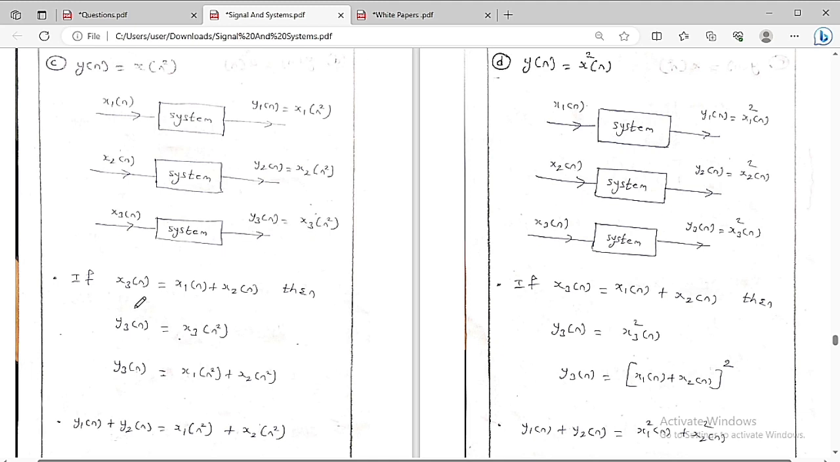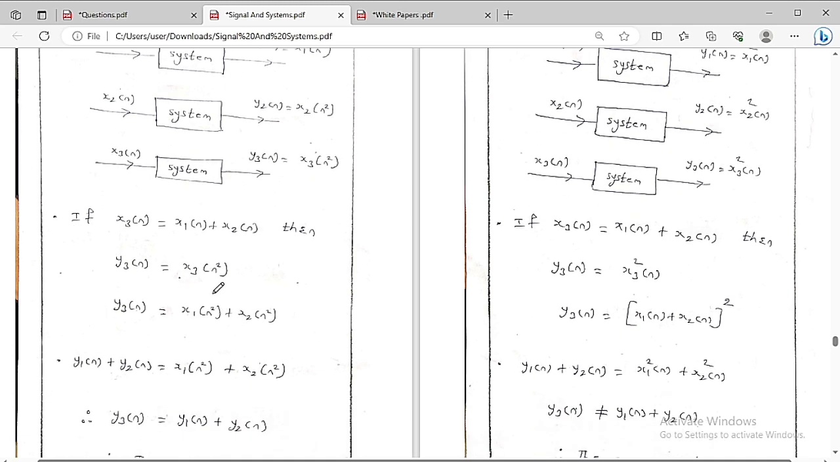Suppose the new input is the summation of the two previous inputs. Which is, if x3 of n is equal to x1 of n plus x2 of n, then what is y3 of n that I am going to get? See, y3 of n is equal to x3 of n square. Already you know x3 of n is equal to x1 of n plus x2 of n, square.